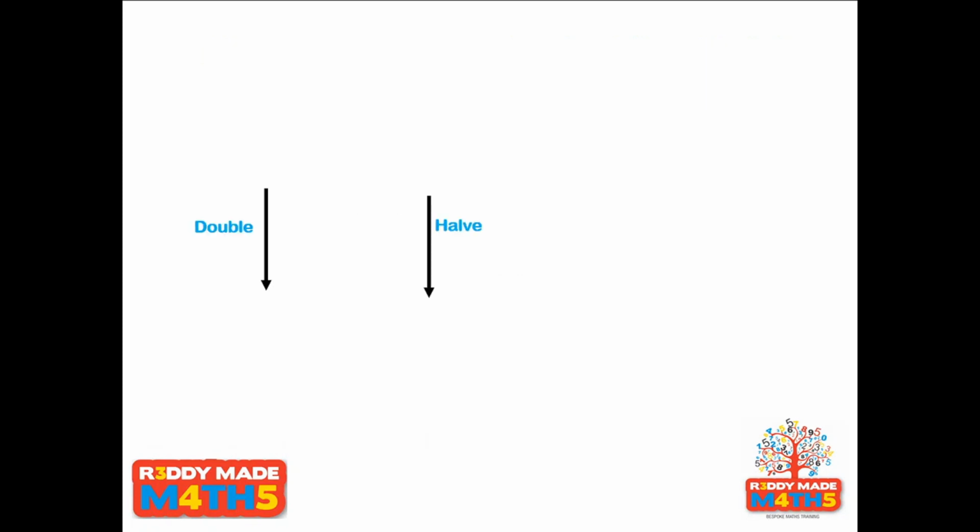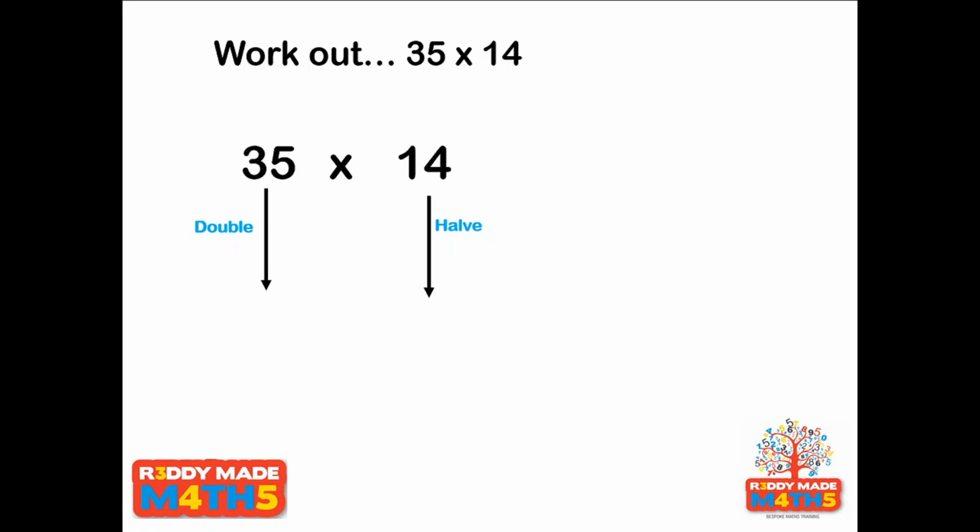So let us go back to the number we started off with. We began with 35 multiplied by 14. That was the calculation we kicked off with at the start. Yes, we can partition it. Yes, we can factorize it. But the quickest way, there's 35, there's 14, double 35, 70, halve the 14, 7. When you double one number and halve the other number, the product stays the same. 70 multiplied by 7 gives us a product of 490.